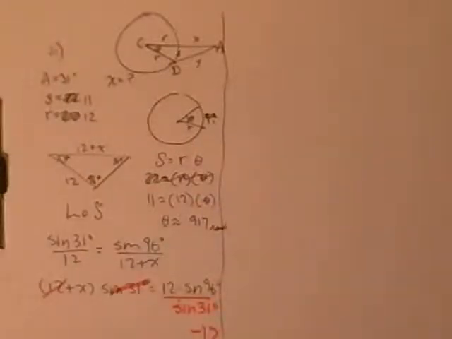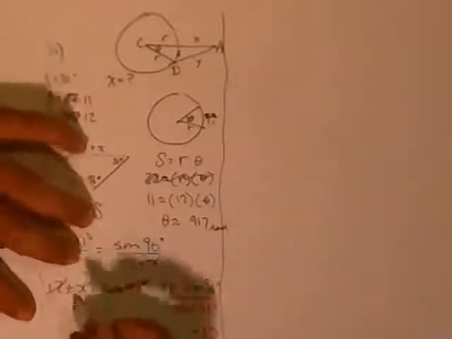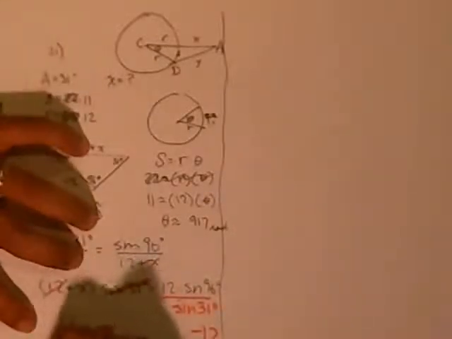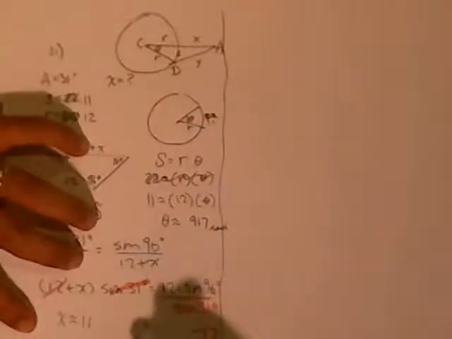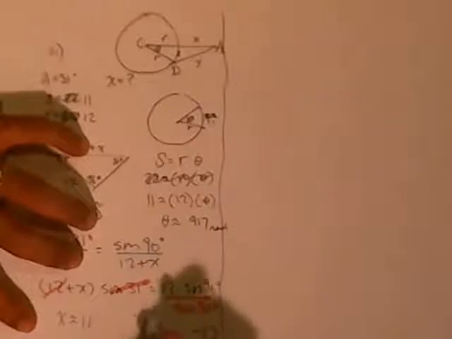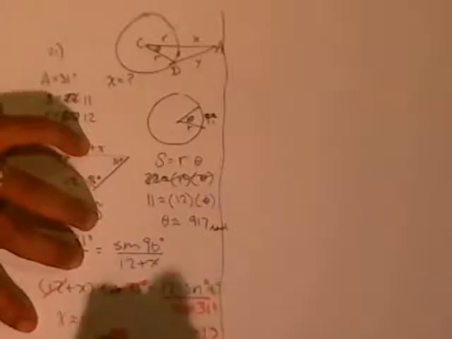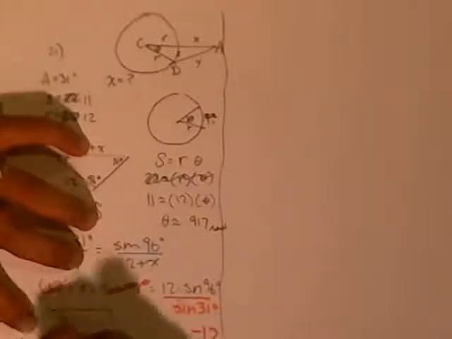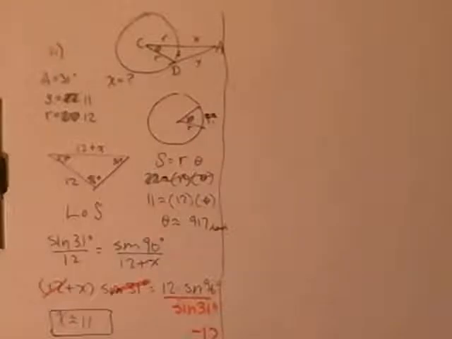Using my calculator, 12 times the sine of 96, in parentheses, divided by the sine of 31, and then subtract 12. I get approximately 11.2 or 11. And do they have the units on this? They have no units whatsoever. No units. It could be in feet, meters, centimeters, whatever the units are.